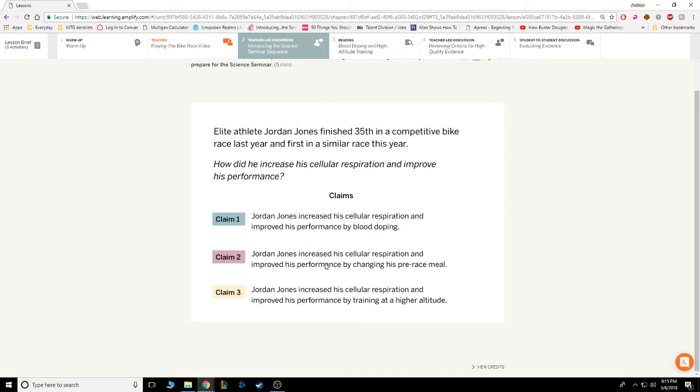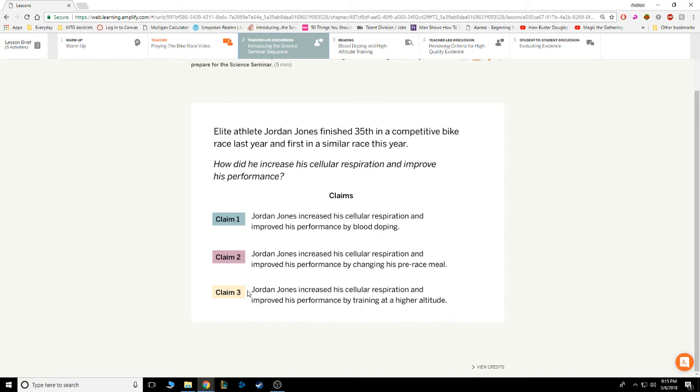Claim 2. He increased his cellular respiration and improved his performance by changing his pre-race meal. So by changing up the type of food he eats, it affects his metabolism. And when he goes into the race with the energy ready to go, it allows him to form more energy to race better. Claim 3. Jordan Jones increased his cellular respiration and improved his performance by training at a higher altitude.